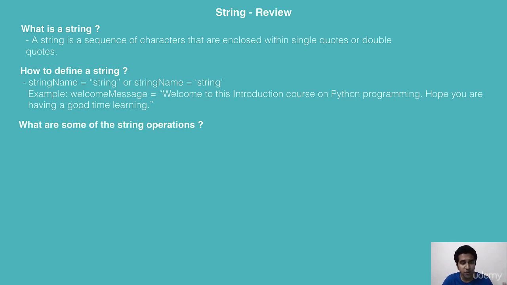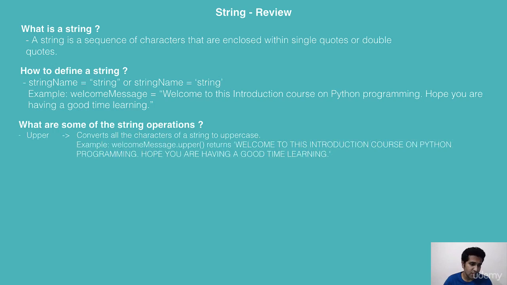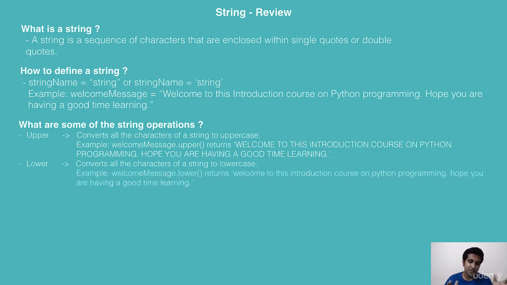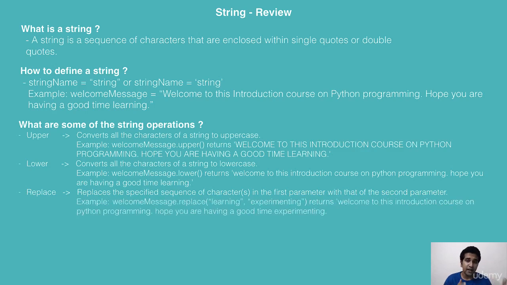The first operation which we performed on this string was the upper operation, in which all the characters of the string were converted to uppercase characters. Then we saw the lower function, which is the opposite of the upper function. It converts all the characters of your string to lowercase characters. Then we saw the replace function, which is used to replace a part of your string with another string. In this example, we replaced the word learning with experimenting, and our string then returned the final sentence as "hope you're having a good time experimenting" instead of "hope you're having a good time learning."